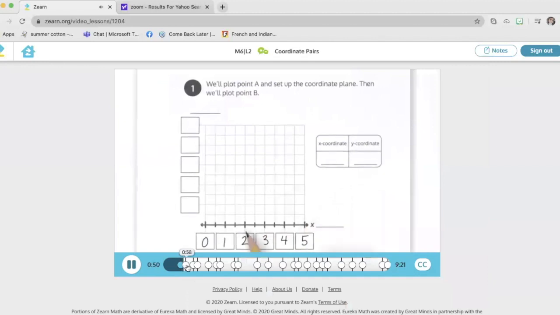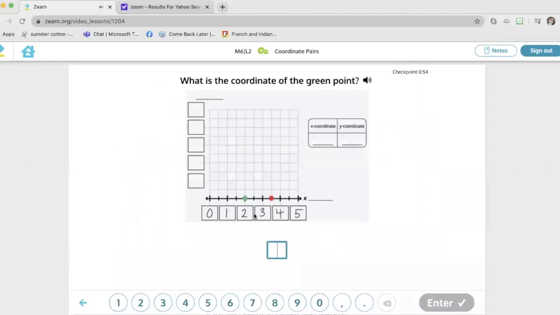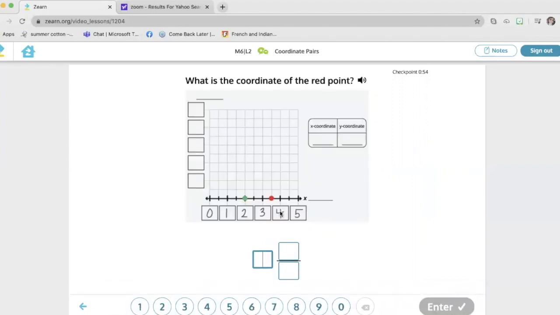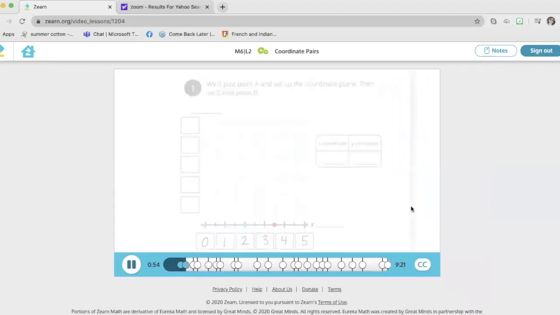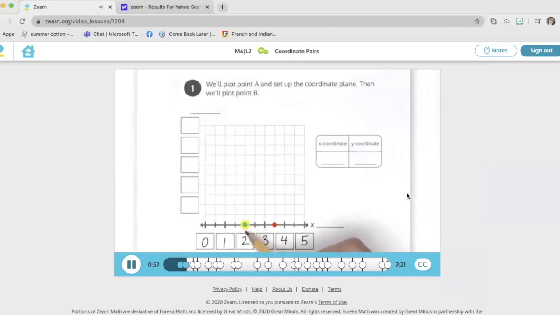What is the coordinate for this point and this point? Okay, what is the coordinate of the green point? Well, we can see that if we started at 0, it went up 1, 2. So 2 would be our coordinate there. And then for the other point, you can see that you're going to have a fraction because it's halfway between 3 and 4. So that means we have 3 and 1/2. The coordinate for this point is 2 because it is 2 units away from 0. The coordinate for this point is 3 1/2 because it is 3 1/2 units away from 0.